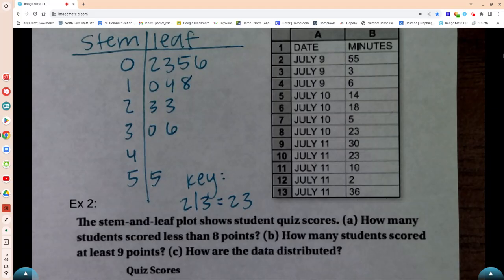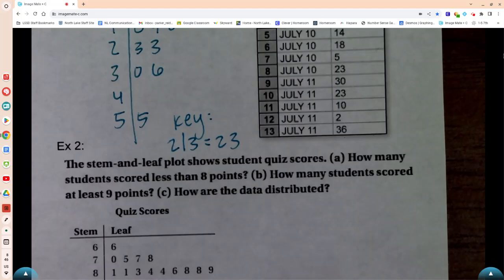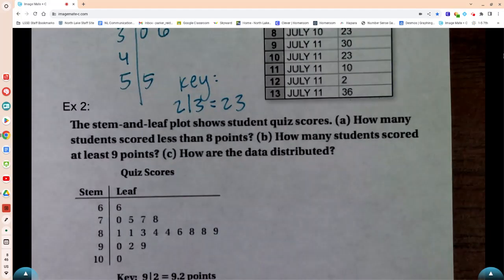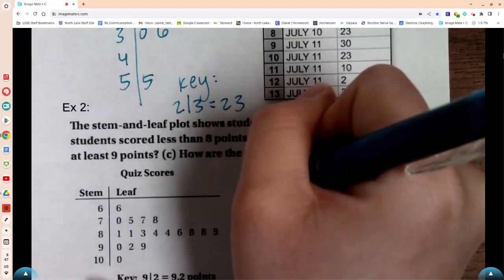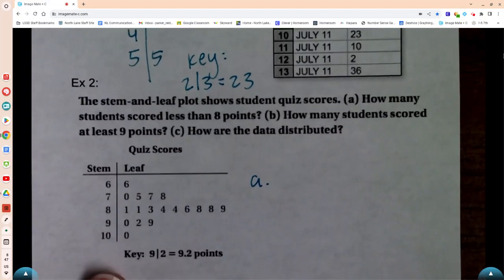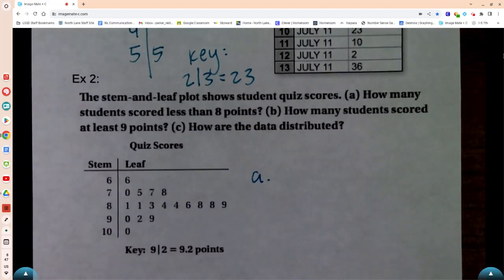Okay, so we've learned how to make one. Now we're going to answer some questions about one. The stem and leaf plot shows student quiz scores. Part A, how many students scored less than 8 points? So this is an example of our stem and leaf plot representing decimal numbers. So we can see a 9 and a 2 means 9.2 rather than 92. So how many numbers here are less than 8? Less than 8.